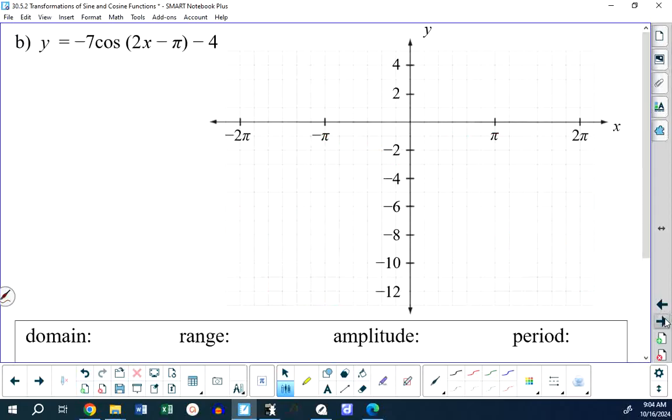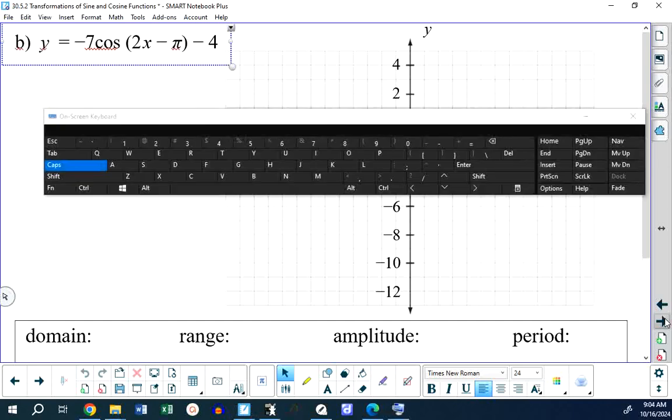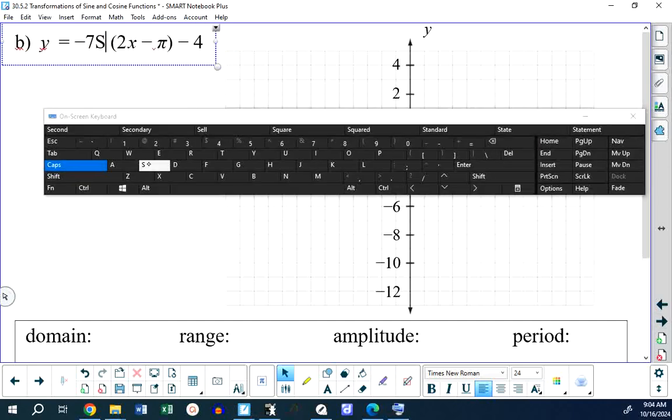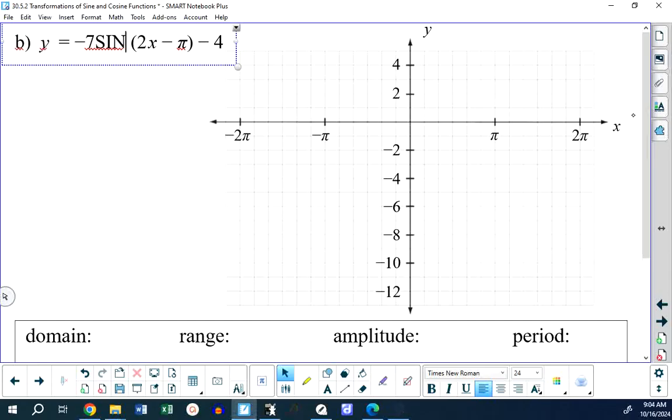Which leads us nicely to this example. First of all, does it match your handout? Yours is a sine function. Thank you. So it shouldn't be capitalized, but you get the idea, right? Okay.